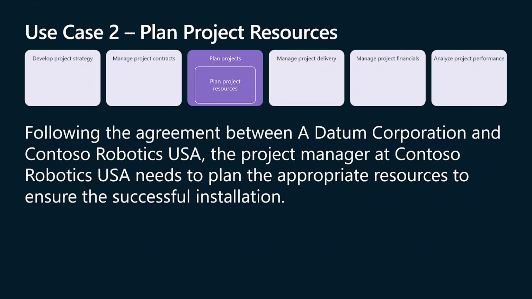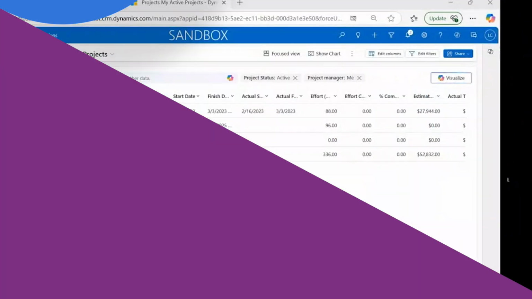Now let's see a use case here. I picked up plan project resources to demo this in project operations. So the use case is project manager at Contoso Robotics needs to plan the appropriate resources to ensure the successful installation. So let's see how a project manager can plan resources to complete the specific project tasks with the help of a resource recommendation feature in Dynamics 365 project operations.